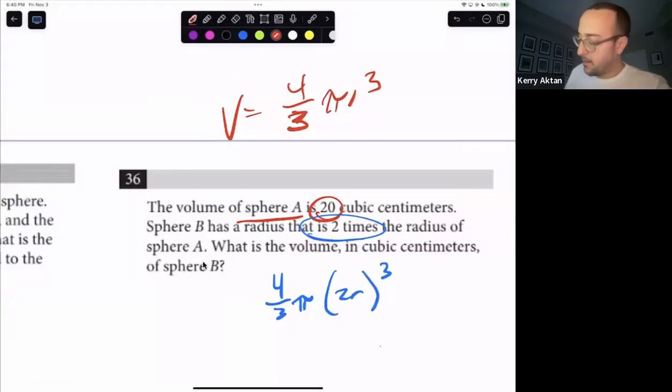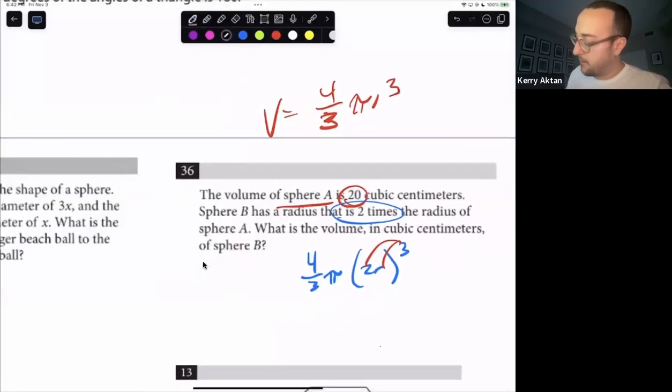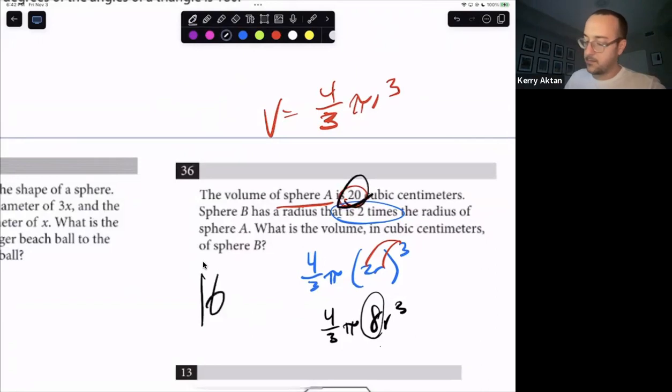At that point, this cube is going to hit both of them. Really now I have 4/3 pi 8r cubed. How much bigger is my new sphere? It's 8 times as big. What's 8 times 20?